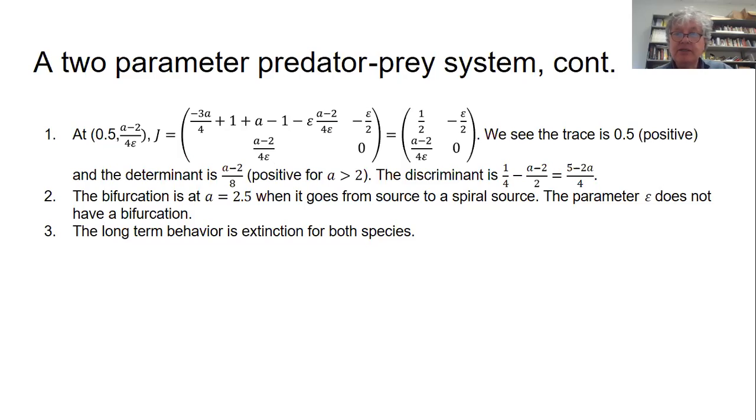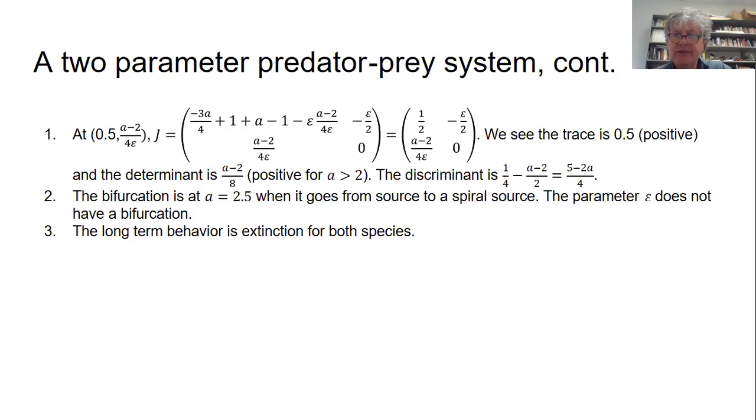The discriminant is the trace squared minus 4 times the determinant, and do a bit of algebra, and we see that's (5 minus 2A) divided by 4. And so we see we have a bifurcation at A equals 2.5, and that's where it goes from a source to a spiral source. And we see that epsilon does not have a bifurcation. It affects what the equilibrium populations are, but when epsilon changes, it actually doesn't change the nature of the equilibrium.